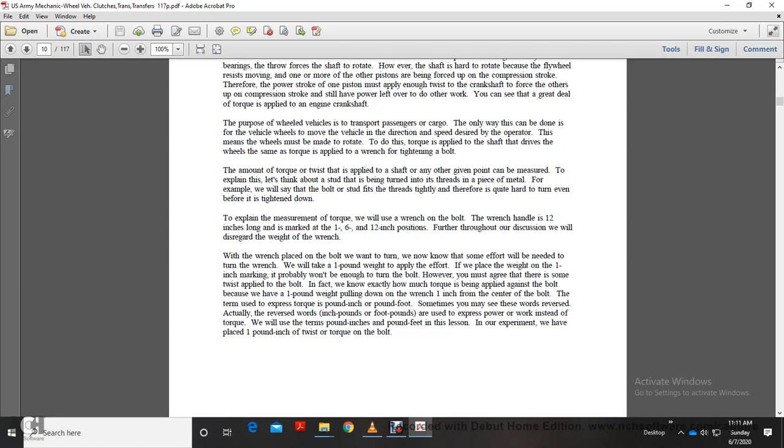The amount of torque, or twist, applied with a shaft at any given point can be measured. To explain this, let's think of a stud being turned into the threads of a piece of metal. For example, say the bolt or stud fits the threads tightly, so they're quite hard to turn even before it's tightened down. To explain the measurement of torque, we'll use a wrench and bolt. The wrench handle is 12 inches long and is marked at the 1, 6, and 12-inch positions. Further, our discussion will disregard the weight of the wrench.